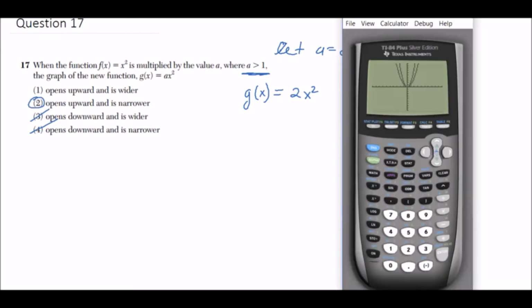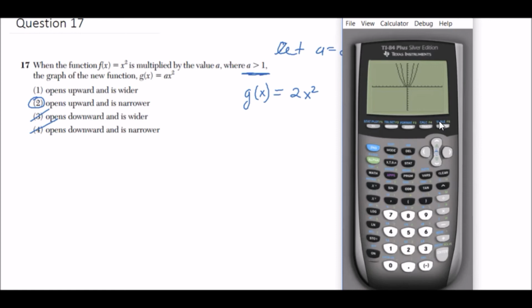Now, had you chosen, say, 3x squared instead, the result would be the same, except even more pronounced. So here's our original, and here's our 3x squared. And the larger we make that original coefficient, the more pronounced that narrowness is going to appear.